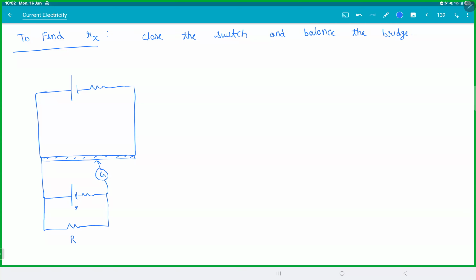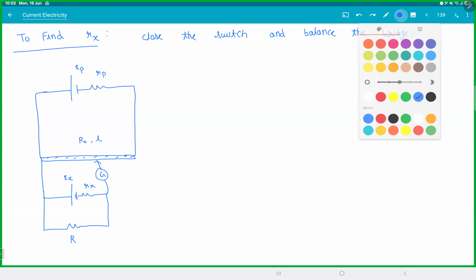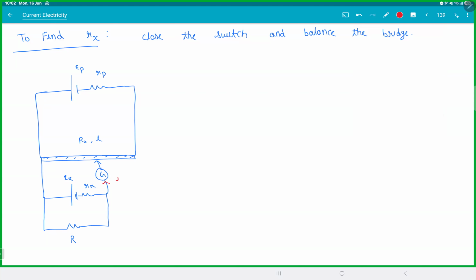This is R. This is EX, which we have actually found out. This is RX. This is EP. This is RP. This is R0. This is length L. This is X. Fine. Now see what happens. Since the bridge is balanced, the current in the galvanometer is 0. If this current is 0, this current is also 0. That means whatever current flows in the primary circuit will remain in the primary circuit.